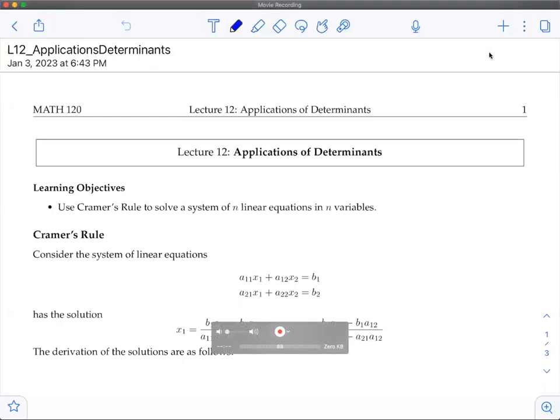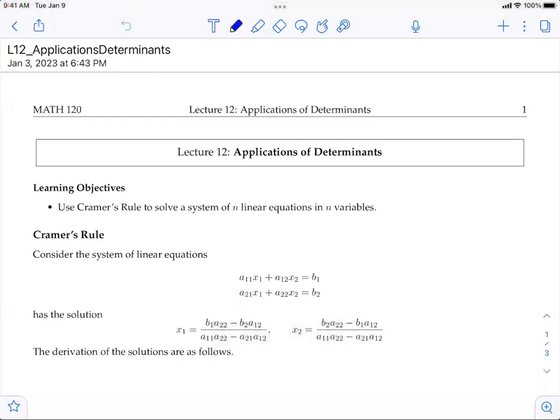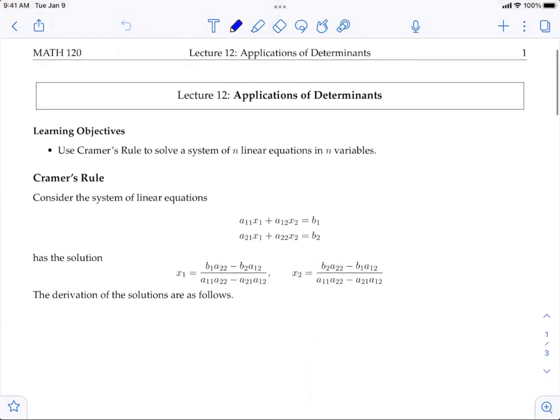Hello everyone, this is lecture 12, Applications of Determinants. In this lecture, we're going to learn a rule called Cramer's rule, to help us solve a system of n linear equations with n variables. The idea is that we're going to use determinants to help us find the solution of a system of linear equations. We're going to derive the formula for the case of a system of two linear equations with two unknowns, and then expand that to the case of n linear equations with n variables.